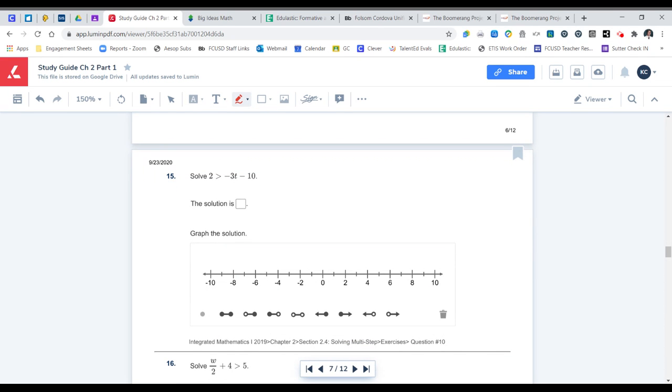All right, here, 2 is greater than -3t minus 10 plus 10. Man, so many two-step equations.